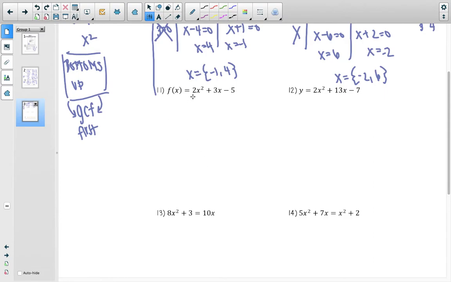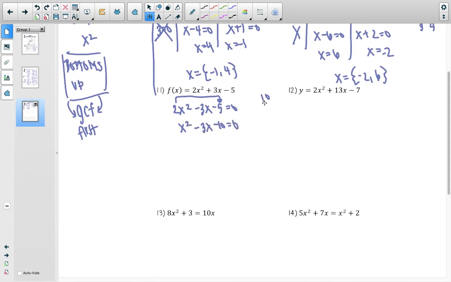So number 11 does not have a greatest common factor, okay? That's our first question. But if you notice 2 and 3, both prime numbers, and 5, also a prime number. If you have 3 prime numbers, you're not getting the greatest common factor out of it. It's just not happening. So we're going to go straight to setting it equal to 0. If there's a number in front of the x squared, you have to do the bottoms up method. We check the greatest common factor, not a thing, so bottoms up method it is.